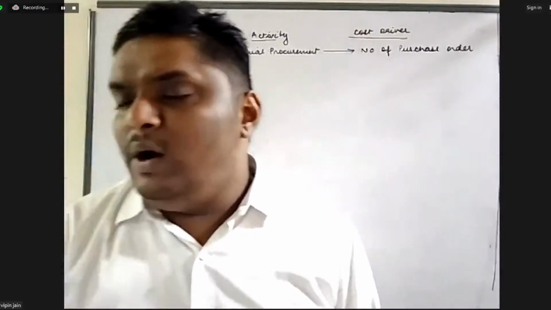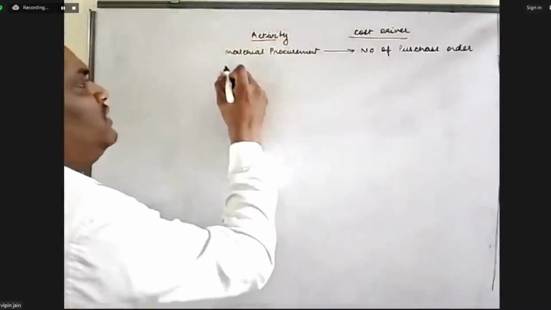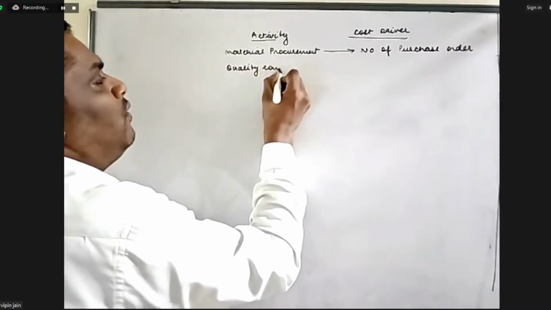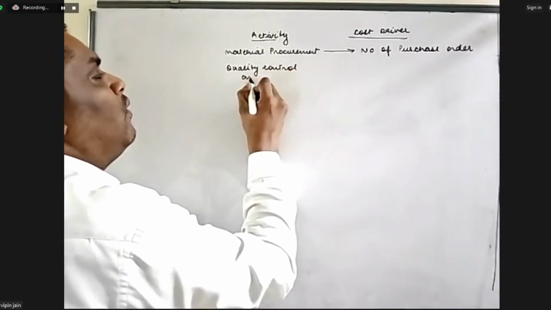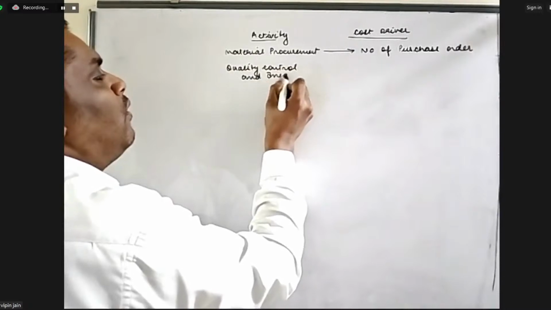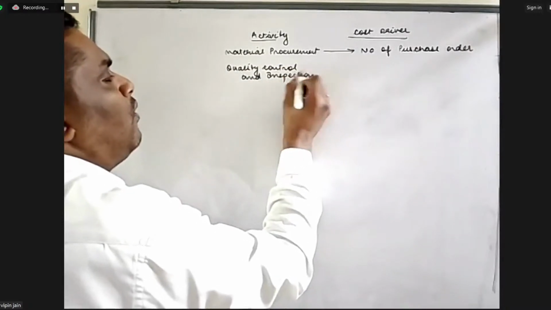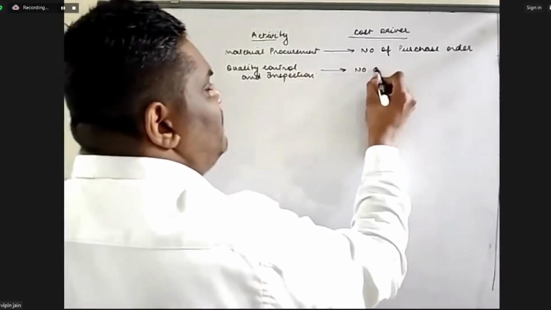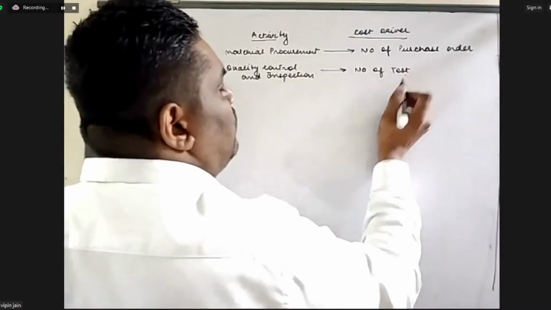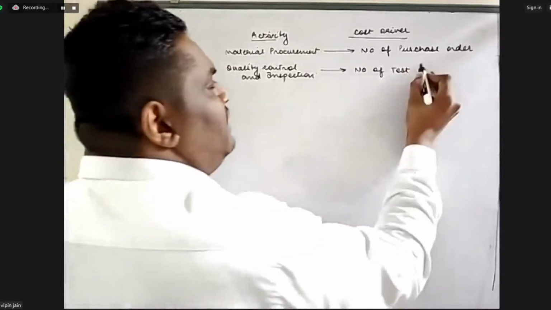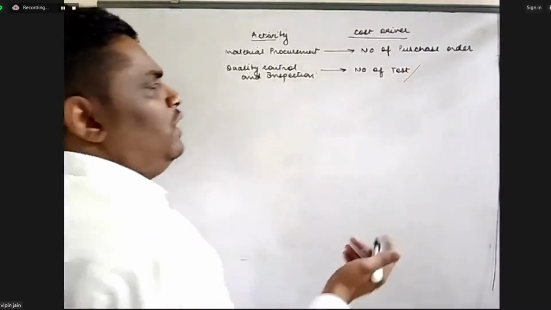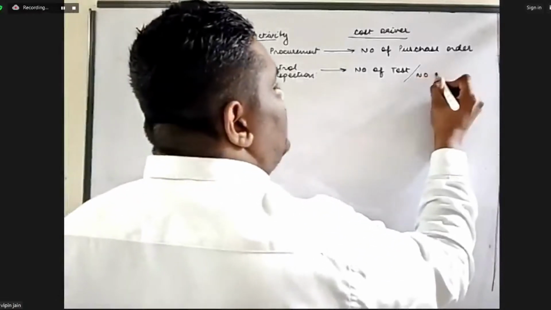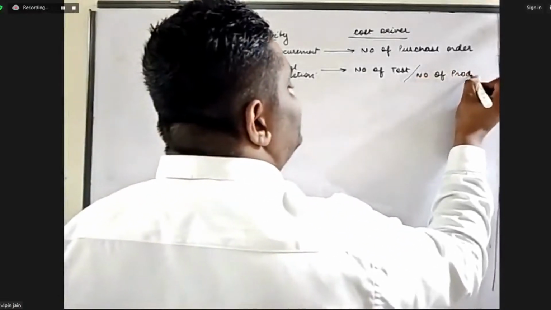Further, when talking about quality control and inspection, it can be an activity. It can be absorbed on the basis of number of tests. Further, if number of tests are not given, we can do quality control and inspection on every production run. So number of production runs can also be a basis of absorption.